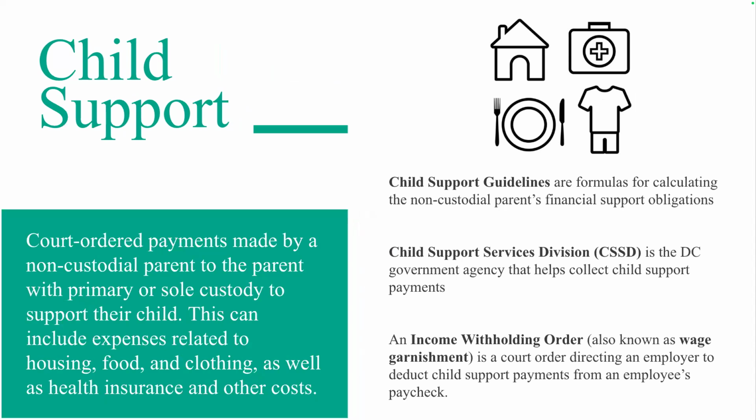The amount a non-custodial parent or caregiver must pay in child support is based on their income and child support guidelines that help calculate financial obligations based on a variety of factors. The agency that helps facilitate child support calculations and payments here in DC is the Child Support Services Division. In cases where a non-custodial parent is not voluntarily paying child support or they're failing to make their payments, a judge may also issue an income withholding order, also known as wage garnishment, which directs an employer to automatically deduct the child support amount from the non-custodial caregiver's paycheck.